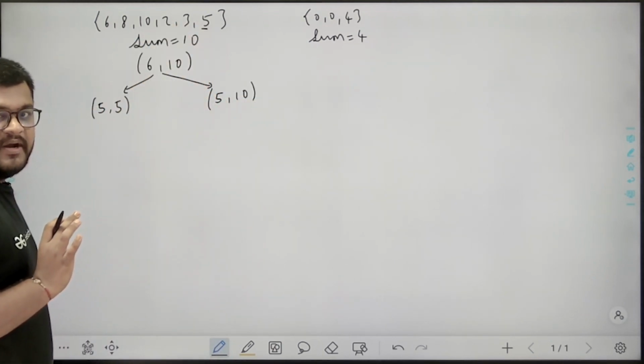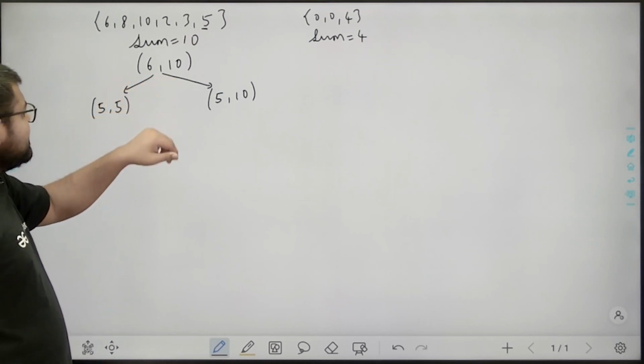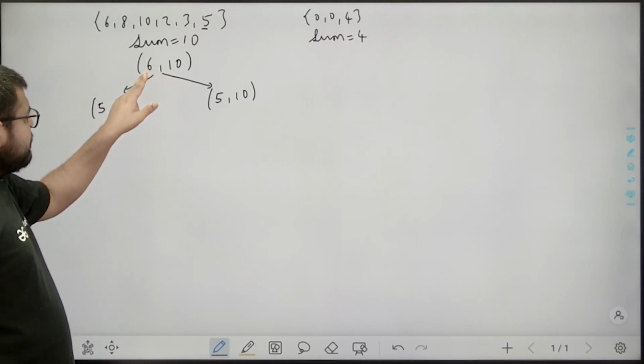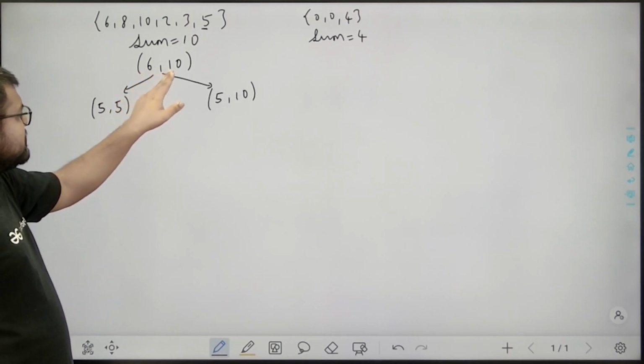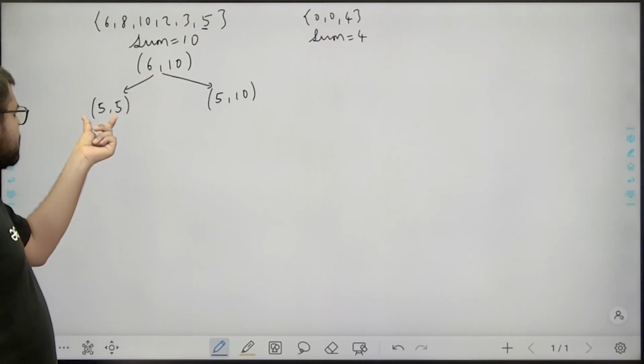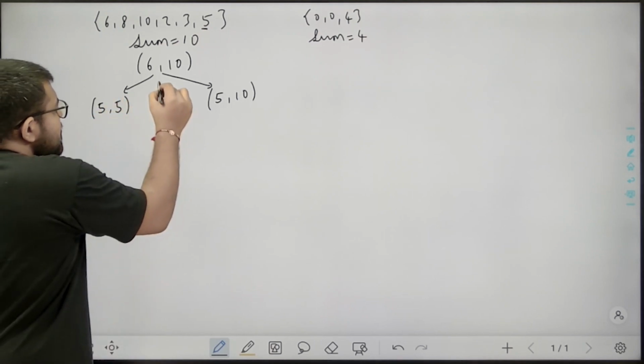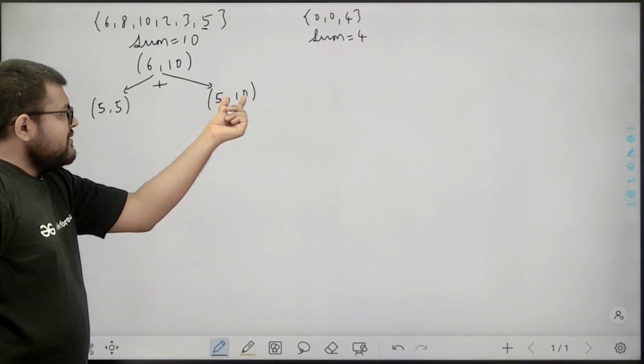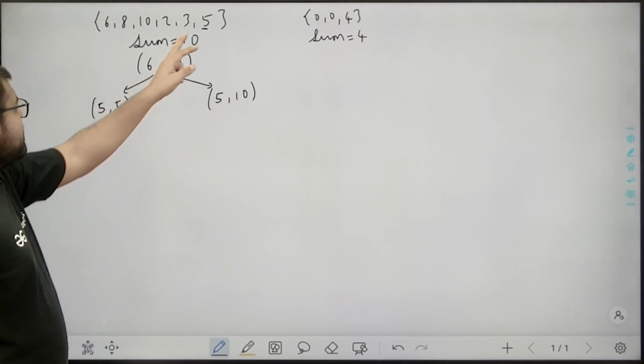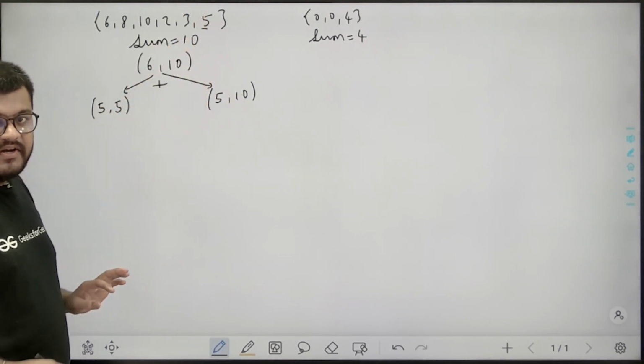not consider this element. So basically this reads as: the number of subsets of the first 6 elements whose sum is equal to 10 is equal to the number of subsets of the first 5 elements whose sum is equal to 5, plus the number of subsets of the first 5 elements whose sum is equal to 10. Here I considered the last element, here I did not consider the last element.